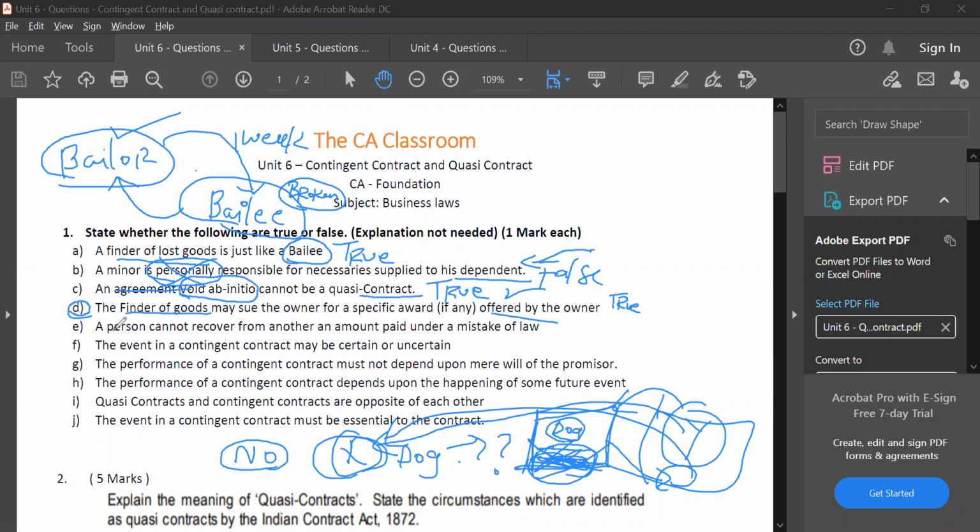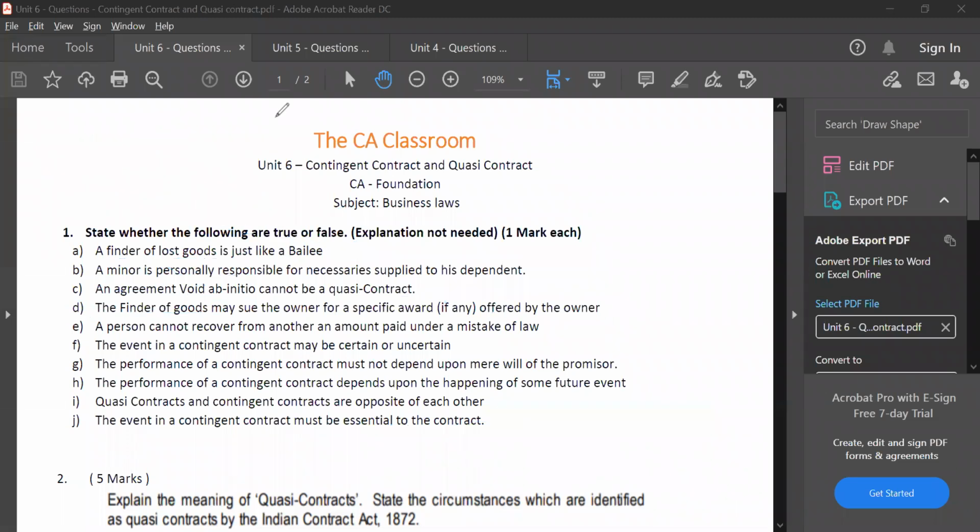Next, point number 5. Read it for us. A person cannot recover from another an amount paid under a mistake of law. Answer: it is false. Others, what is your answer for question number 5? It is false. The last quasi contract says payment of money which you received by mistake, by coercion or mistake, you have to return it. I'll give you a simple, classic example for this.